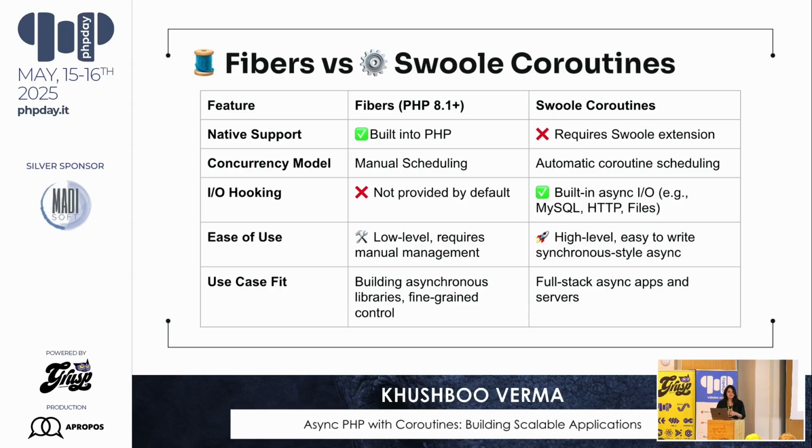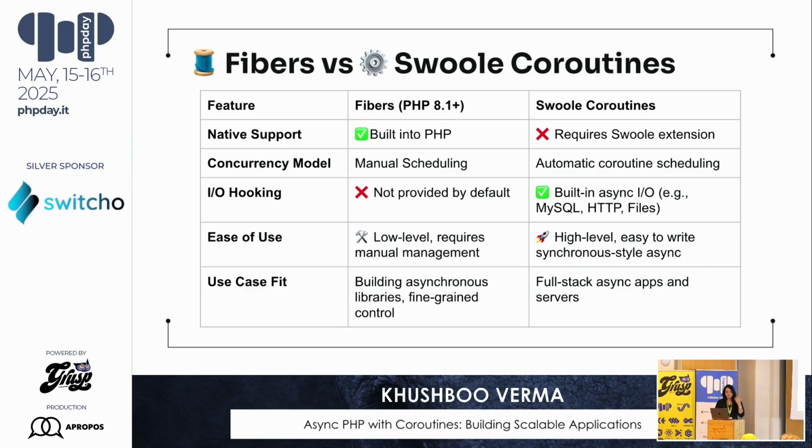The concurrency model is that for fibers, you have to actually write the sequence or the logic manually, which means that if you're developing a PHP library using fibers, then you have to define it in the library itself, whereas Swoole coroutines have an automatic scheduler which knows when to switch context.